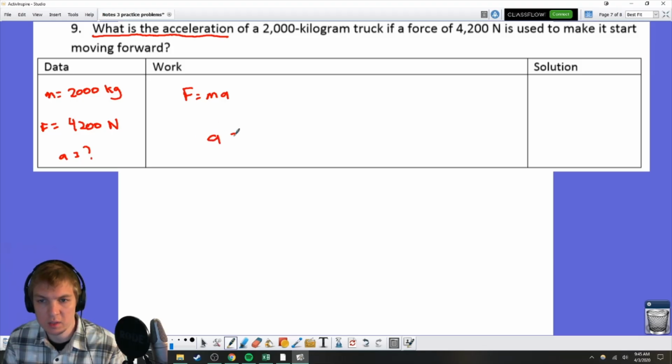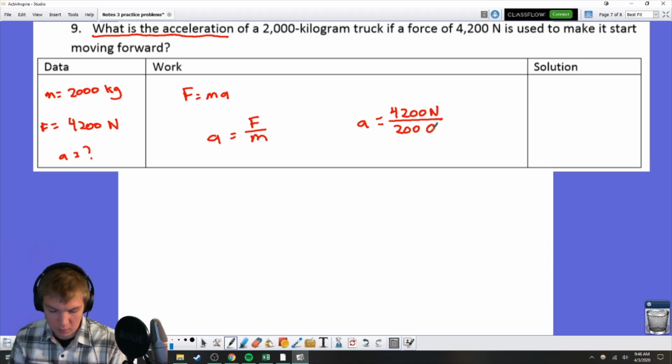So let's rearrange this just like we did before. Acceleration is equal to force divided by mass. So acceleration is going to equal my force of 4,200 newtons divided by 2,000. So if I put that into a calculator, I get 2.1 meters per second squared.